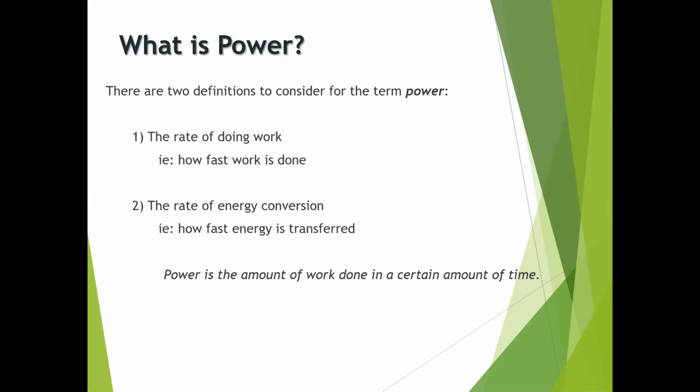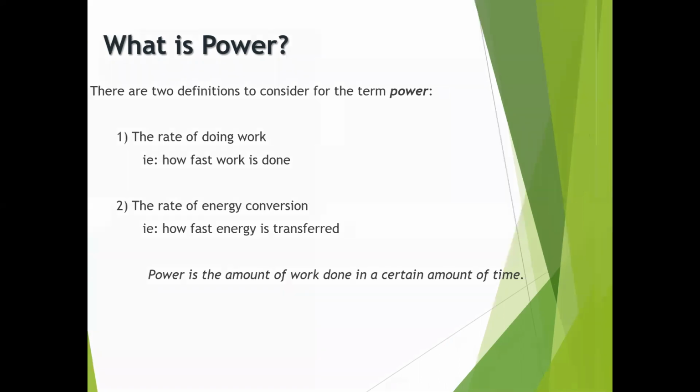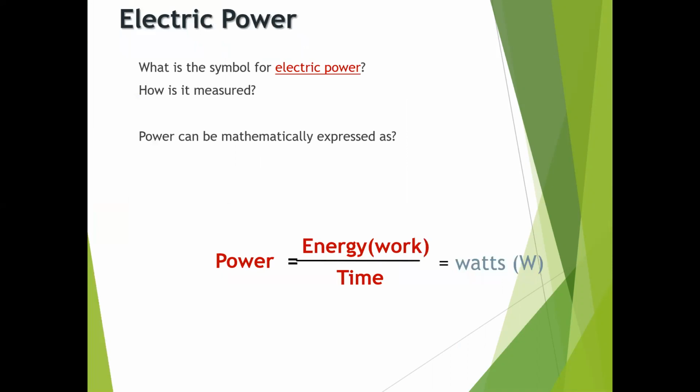When you're measuring your meter on your house, it's what is the work that is being done by your dishwasher, by your range, by your lights, by your stove, by all those things in your house over time. And then we charge you for it, or the utility company charges you for it, right? And that's what we're talking about here. What is the symbol for electric power?